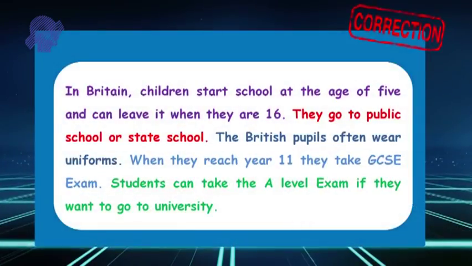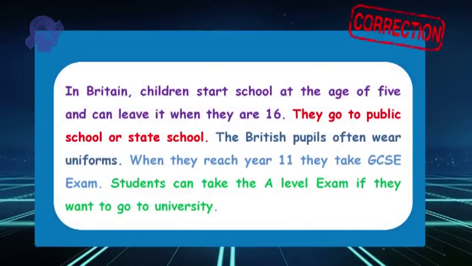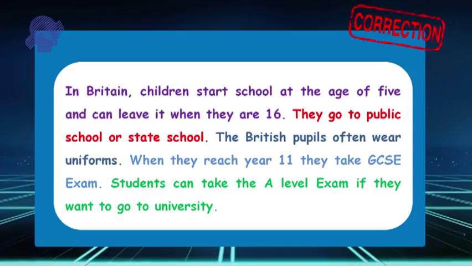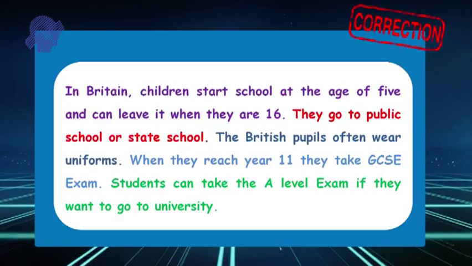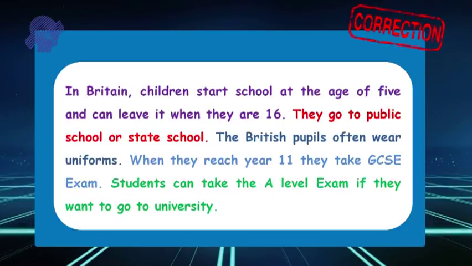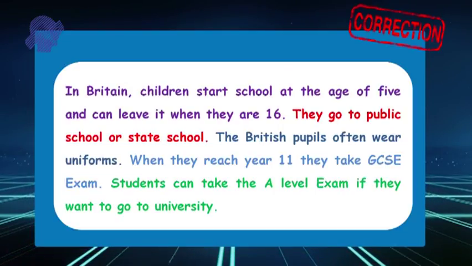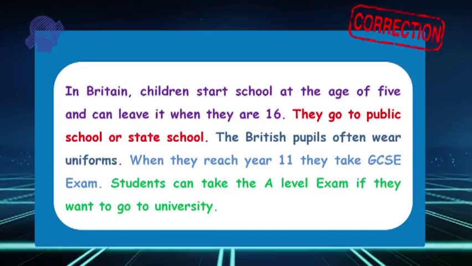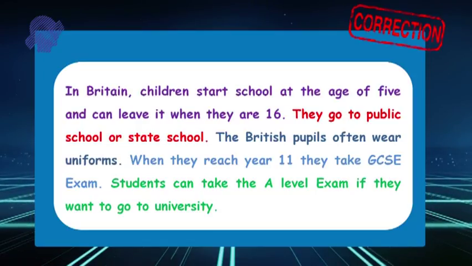Okay? And here is the complete description in the form of a paragraph. So let's check it together. In Britain, children start school at the age of 5 and can leave it when they are 16. They go to public school or state school. The British pupils often wear uniforms. When they reach year 11, they take the GCSE exam. Students can take the A-level exam if they want to go to university. Well, now we're done with the first part of our objectives.